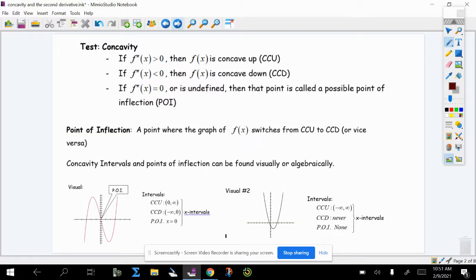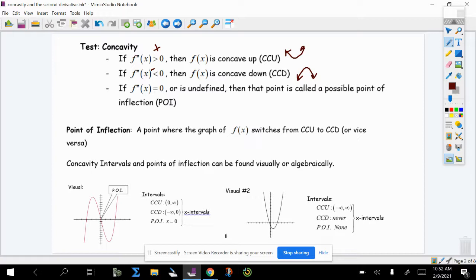So here's our test, and it all is focusing on the sign of the second derivative. If our second derivative is bigger than 0, so this is basically just saying we have a positive second derivative, then that tells me that my original function must be concave up, looking like this. If my second derivative is less than 0, meaning negative, then my function must be concave down, or looking like this.